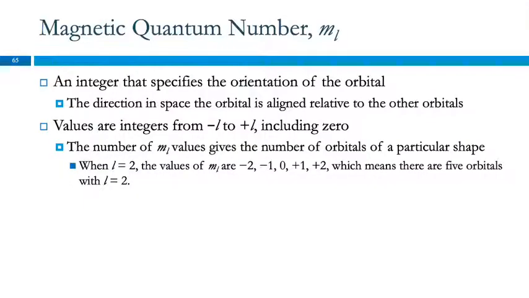The magnetic number specifies the orientation, the geometrical orientation in space, the direction in space. And these values can be positive or negative, including 0. So it goes from whatever L is, minus L, up to plus L, including 0. So as an example, when L equals 2, M sub L could be negative 2, negative 1, 0, positive 1, or positive 2.